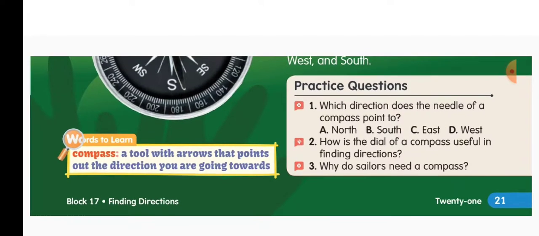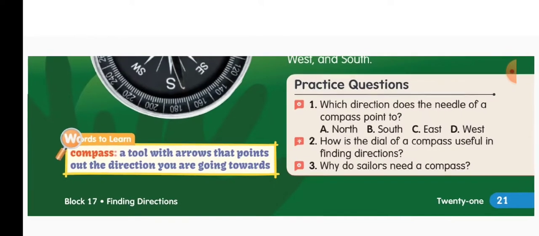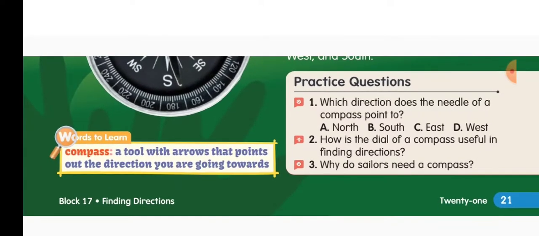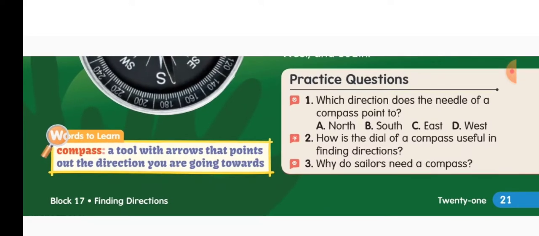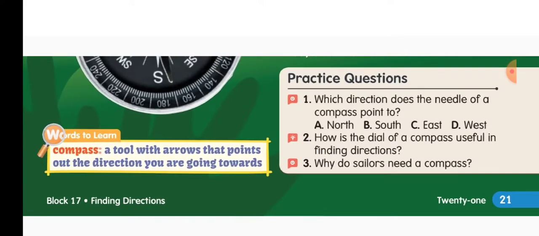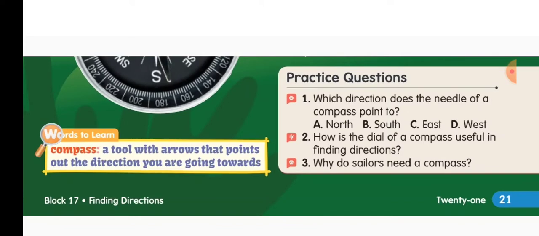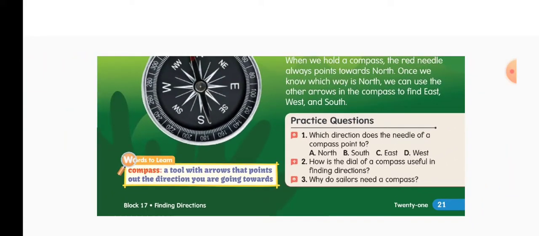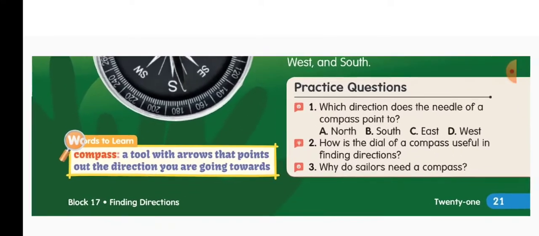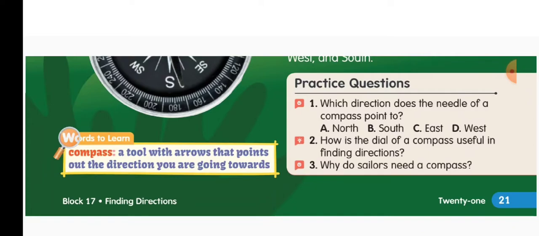What will you write here? Why do sailors need a compass? Sailors may not be able to find the directions properly on their own because there won't be any landmarks. There will be water everywhere in the sea. So a compass will help them to find the direction, so the ship can sail in the direction where they want to be. Make this answer short, I explained many sentences. Make it very short and write: Sailors need a compass to find out the directions when they are sailing in the sea.